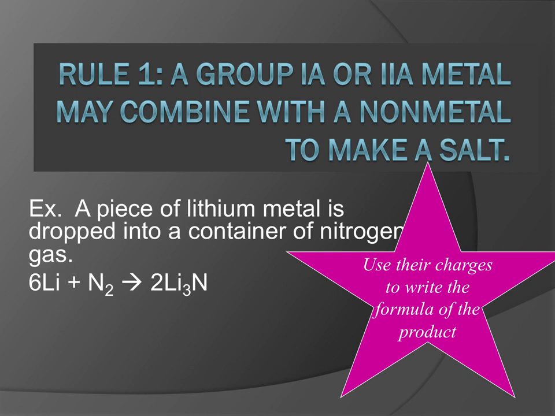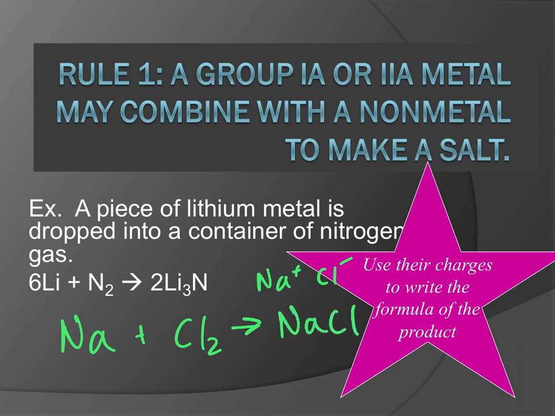Make sure I've got this correct here. It would be like sodium and chlorine would produce sodium chloride, but you have to use their charges to put them together. So that would be Na+ and Cl-. It would be NaCl. Then you would go back and balance with your coefficients, a 2 here and a 2 here, which is what has happened there with the lithium and the nitrogen.